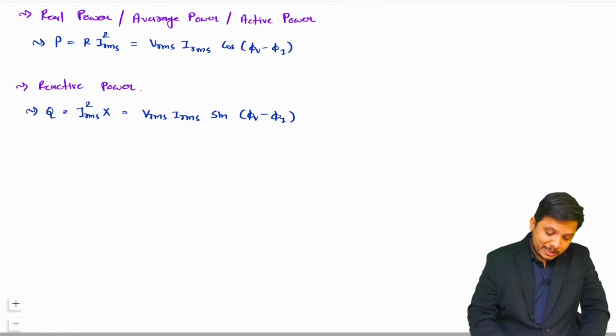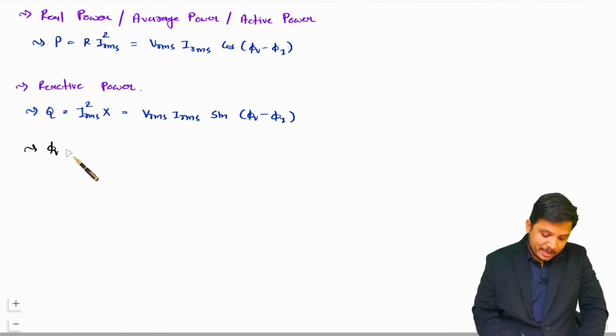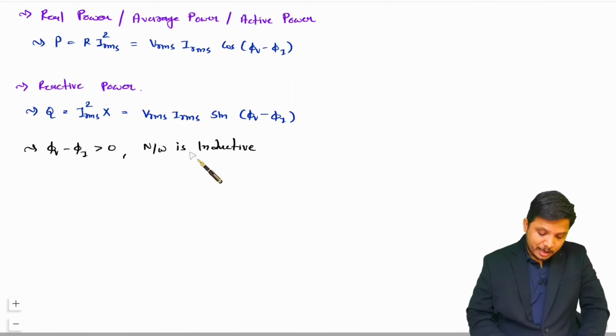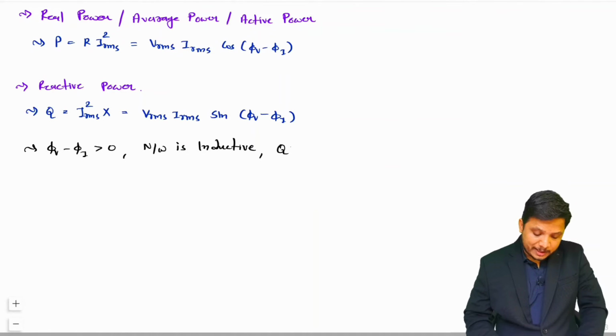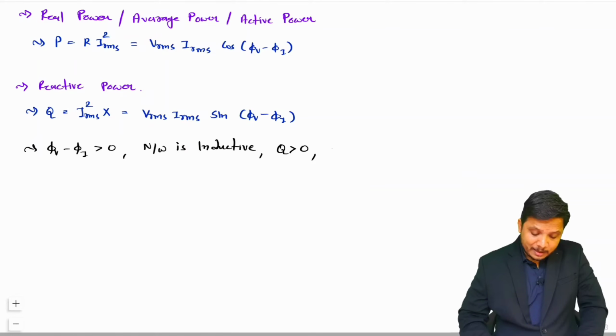And in terms of phase you can even observe it. Here is the analogy I want to explain. If you consider phi V minus phi I greater than 0, what does it mean? Voltage is leading with respect to current, which means the given network is inductive, and for an inductive network you will observe the reactive power Q is positive, and you can say the power factor is a lagging power factor.